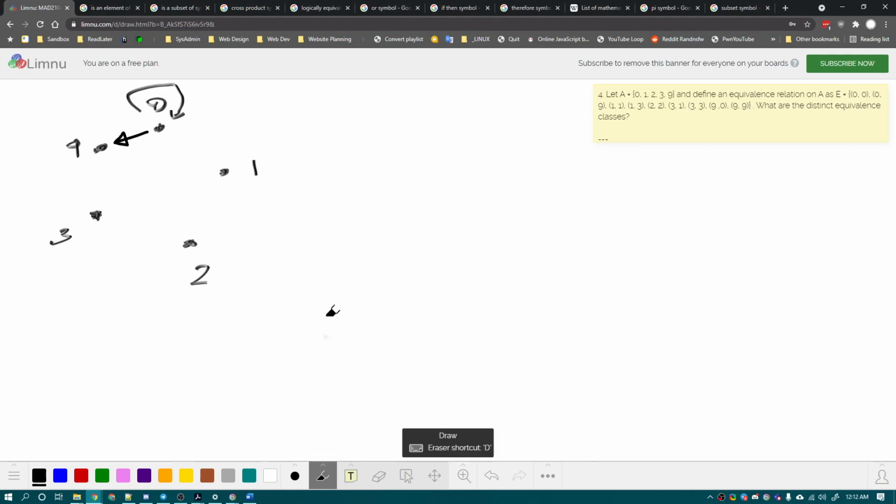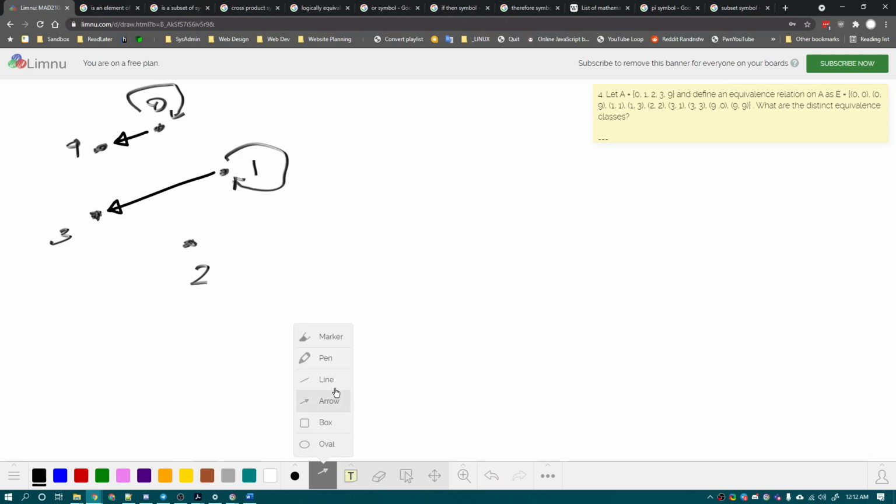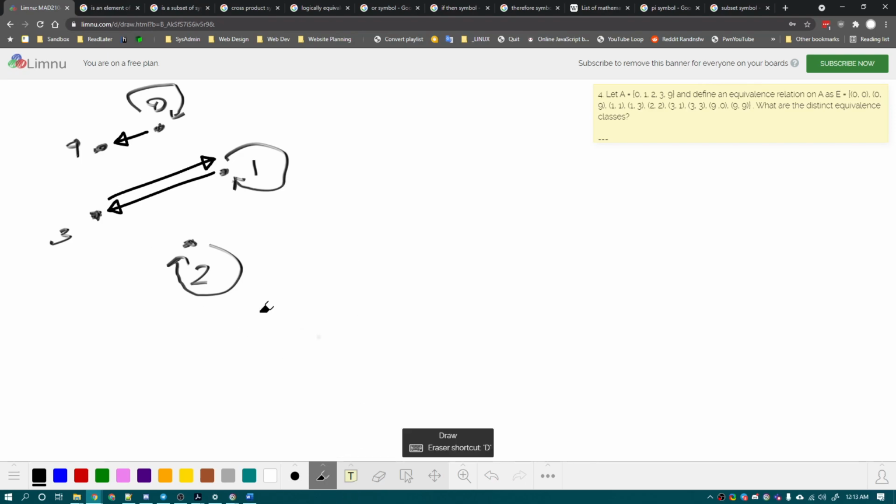1 relates to 1. 1 relates to 3. 2 relates to 2. 3 relates to 1. 3 relates to 3. 9 relates to 0. And 9 relates to 9. Okay, so that's all of our ordered pairs.